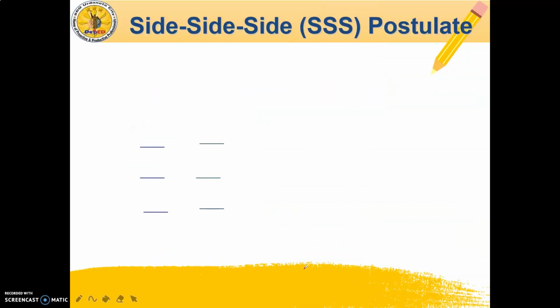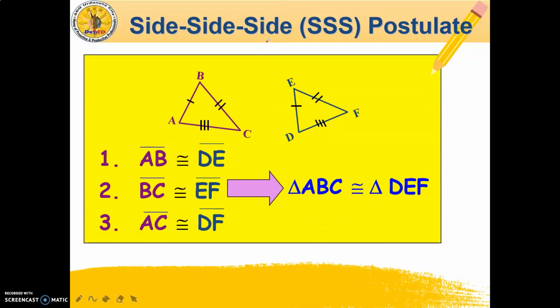Our first postulate is the so-called SSS postulate, or side, side, side. This postulate states that two triangles will be congruent if and only if their 3 corresponding sides are congruent. So from the given figure, we can see, based on the markings, that side AB is congruent to side DE, BC is congruent to EF, and AC is congruent to DF. With this information alone, we can conclude that triangle ABC is congruent to triangle DEF because of the side, side, side postulate, because the 3 corresponding sides of the 2 triangles are congruent.